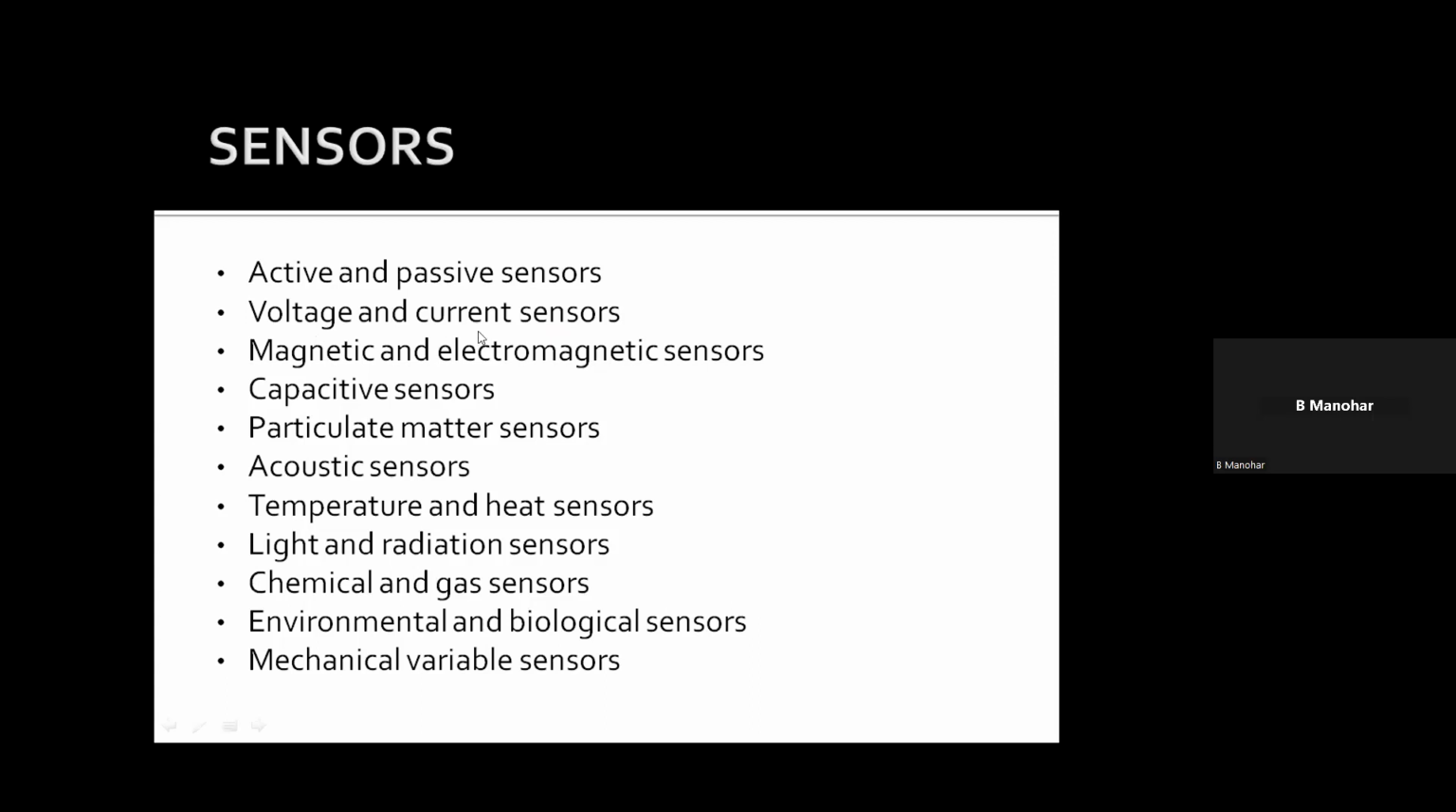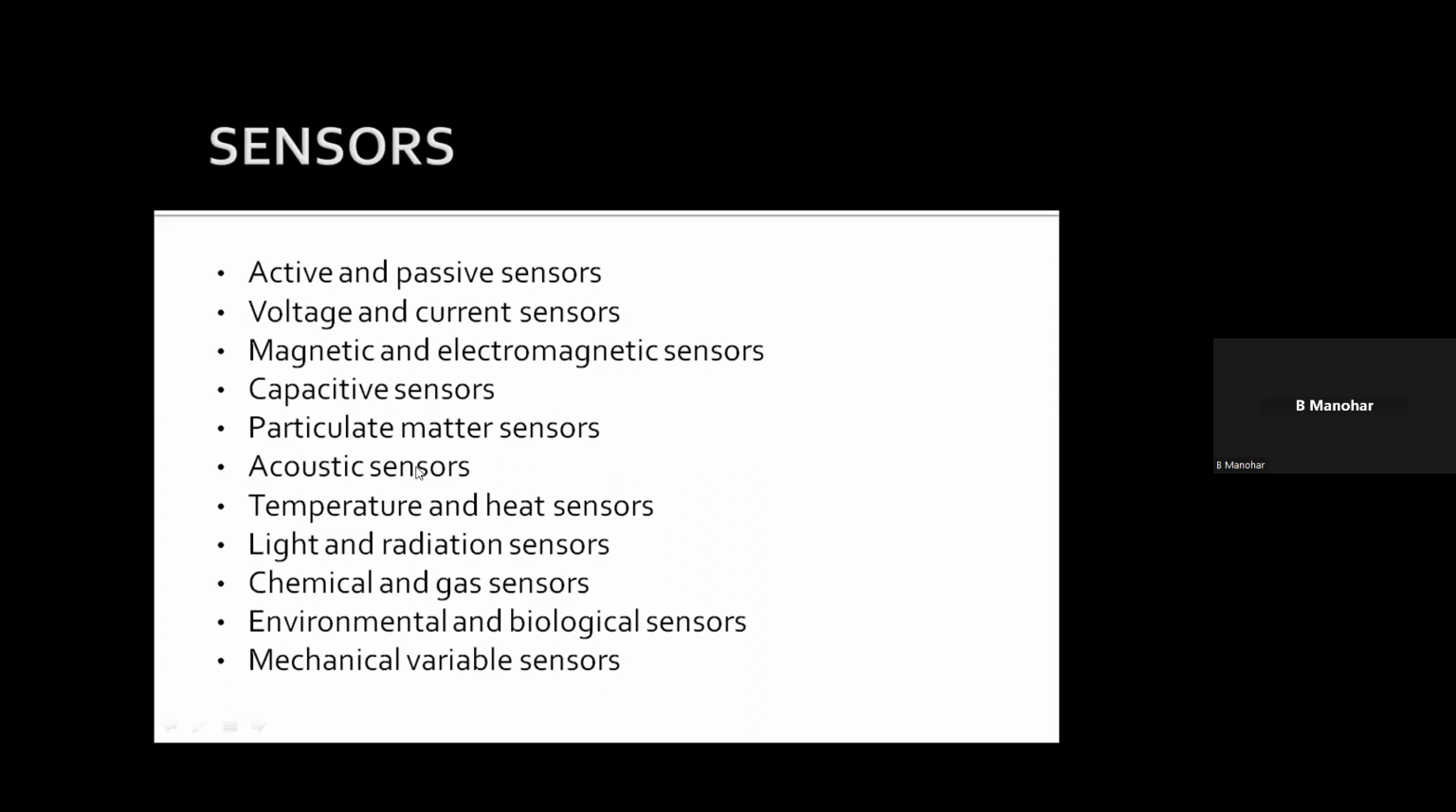Next, voltage and current sensors. These are nothing but the sensors which can detect and measure the voltage in an electric circuit. Similarly, a current sensor can measure the current in an electric circuit. Magnetic sensors can measure the magnetism or magnetic nature of the electric circuit. And capacitive sensors can sense the capacitance of the circuit.